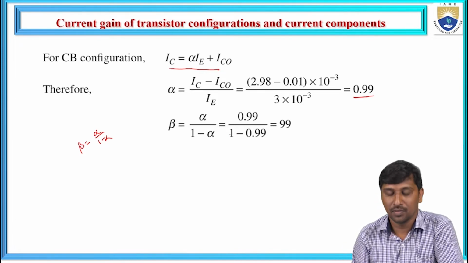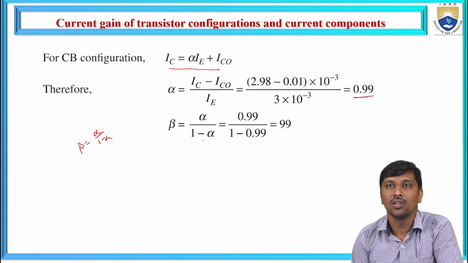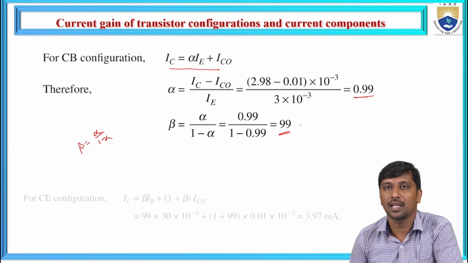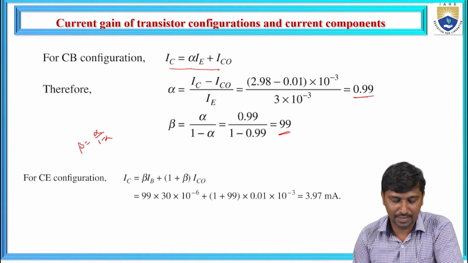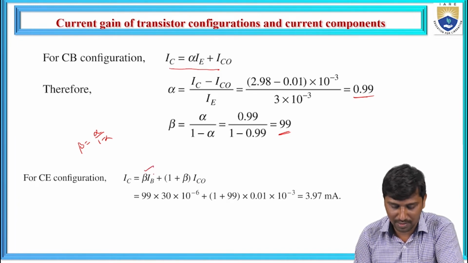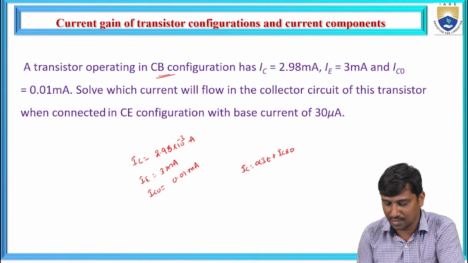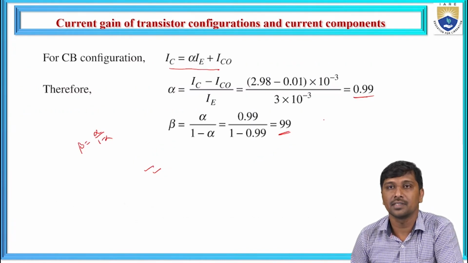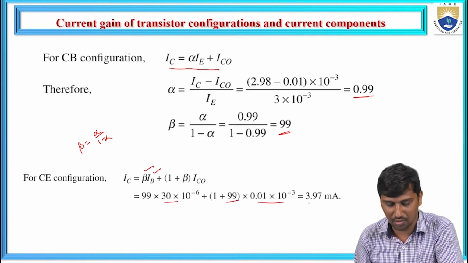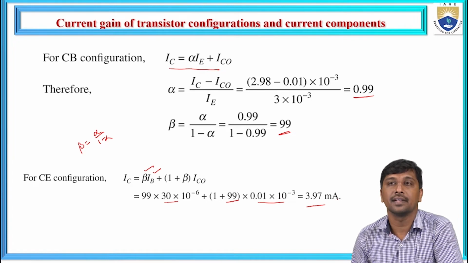So hence we can substitute all these parameter values here. Then you can observe the beta value is 99. Now we need to calculate the collector current. For a CE configuration, we know that IC is equal to beta times IB plus (1 plus beta) times IC naught. Beta is observed, and IB is given in the problem specification as 30 microamperes. Hence substitute the IB value and (1 plus beta) times IC naught. Then you can observe the collector current is 3.97 milliamperes.